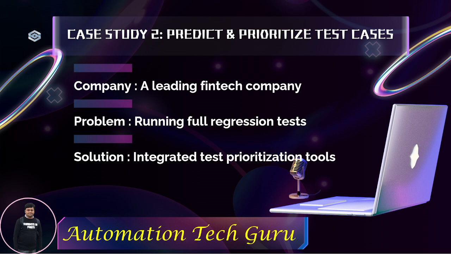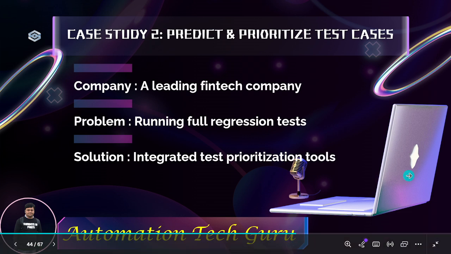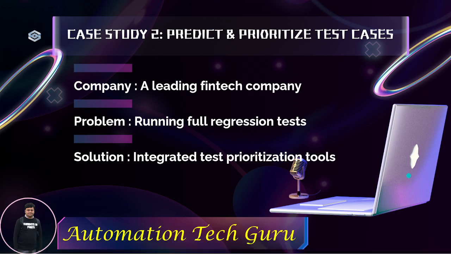So basically the leading fintech company, the case study on leading fintech companies like PayPal, Stripe. So basically the problem is running full regression tests took 10 plus hours, delaying releases. What is the solution? You can integrate ML-driven test prioritization tools like Launchable and Sealights, which analyze past test failures and execute only high-risk test cases.